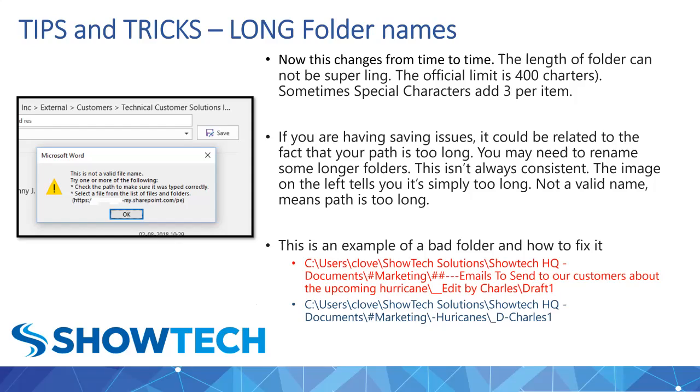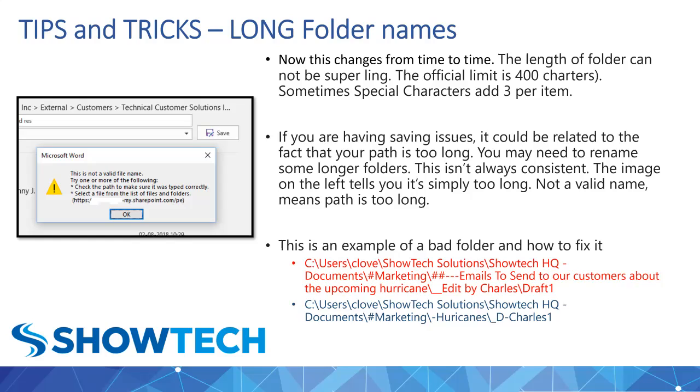Now, another big issue we run into is the file length of a folder. OneDrive currently has a limit of about 400 characters. That means from the C:\ all the way through, it can't be more than 400 letters long. Now, you'd think 400 is totally fine. It's not, especially when your business name is very long. Like for us, Show Tech Solutions, that's pretty long. That all eats away, right? So before you're even at the file name, you're probably 100 characters down.